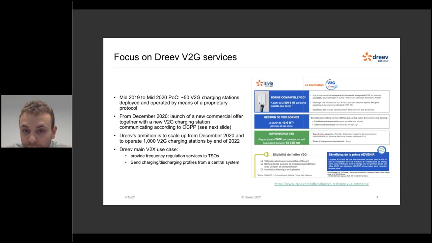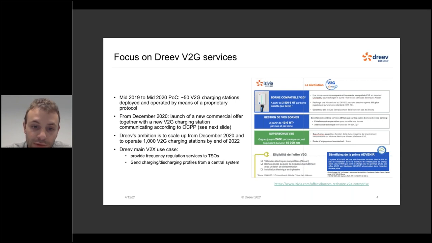So you can see on the picture on the right an extract from the official website of EasyVia, our CPO partner in France, which is the commercial entity for this offer.